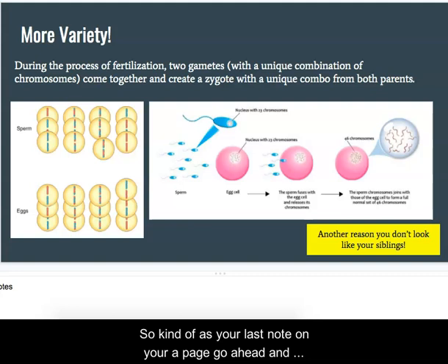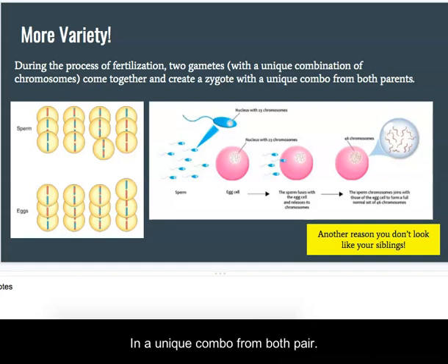So as your last note on your A page, go ahead and pause and jot down this fact here, that during the process of fertilization, two gametes that we've already learned are unique from each other are now coming together in a unique combo from both parents. Okay.